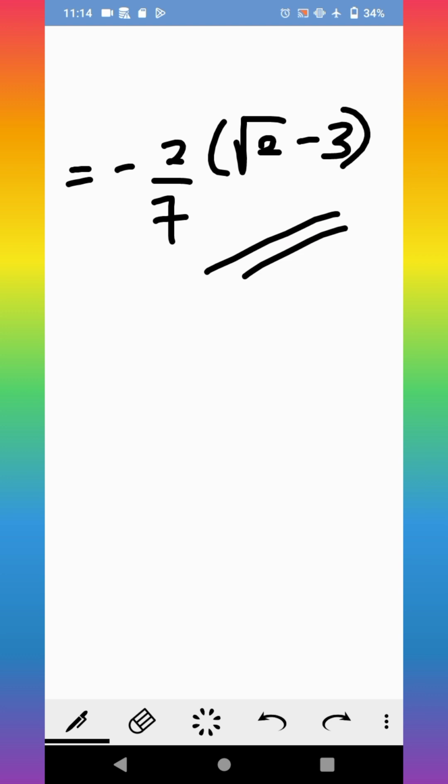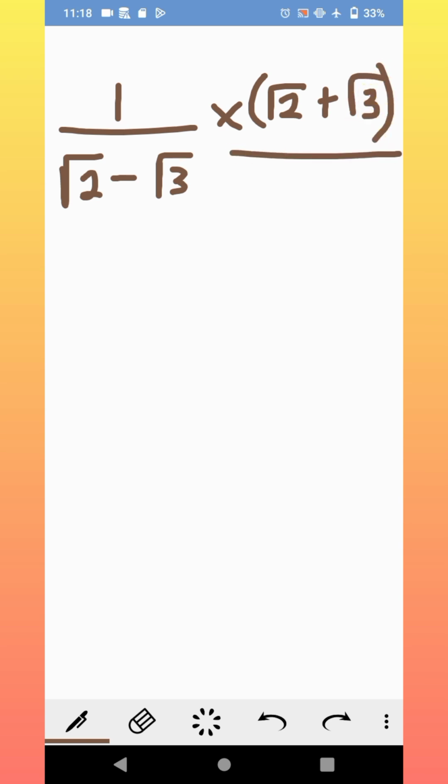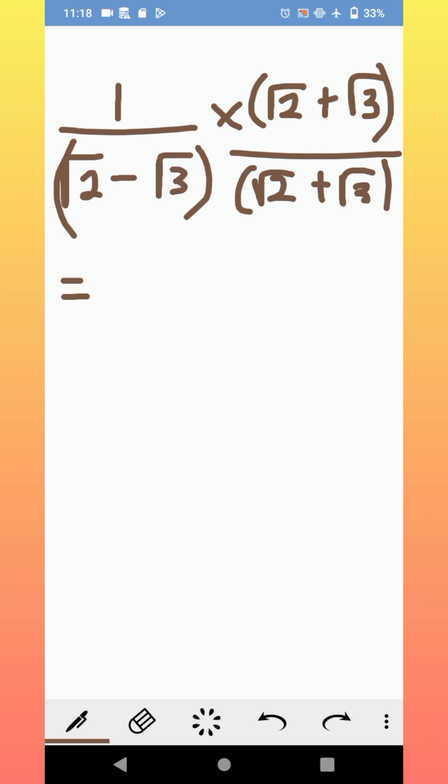Let's check another example. All right, so to rationalize this, what we'll do is multiply up and down by the conjugate, and the conjugate is the opposite of it. The same expression with the opposite sign, that's the conjugate. If it's minus, it will come as plus. If it's plus, it will come as minus. So if we multiply the numerators, we'll have root 2. 1 does not change anything, so we'll have root 2 plus root 3.